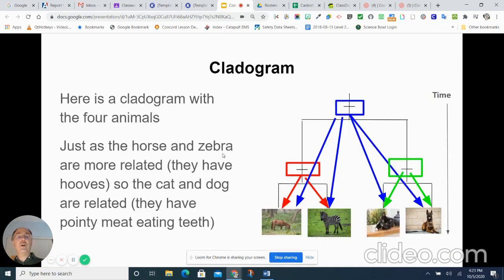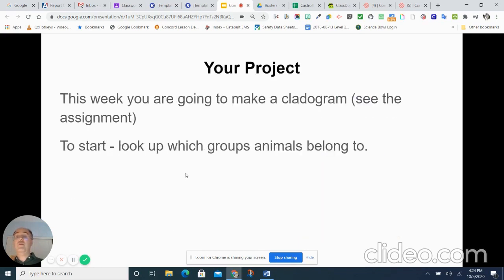The answer is the dog and the cat. The common characteristic they have is sharp canine teeth that they use for eating meat. So we call them mammal carnivores, although technically pandas are too, and they don't eat meat. But that is the one. So notice that there's one group for horses and zebras and another group for cats and dogs, but that all together, they're in one bigger group. So smaller groups make up bigger groups. Remember we talked about that with systems, with groups and subgroups.